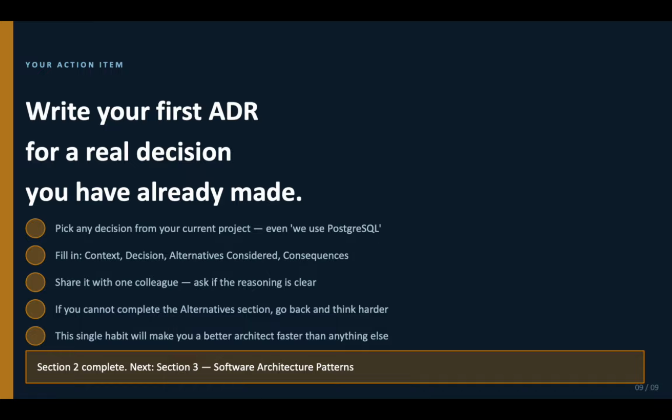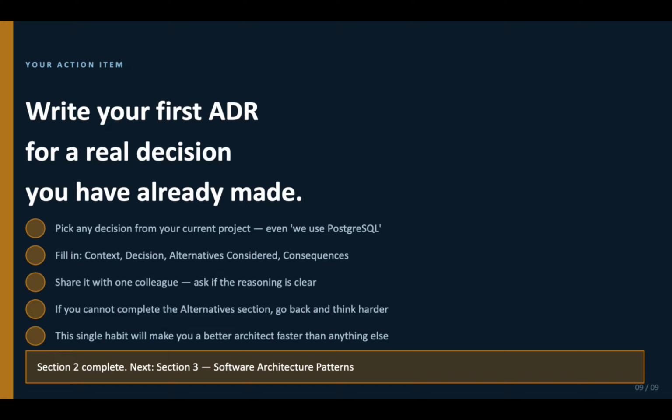Start this habit today. Write one ADR this week and then another next week. Within 3 months, this will be automatic. And in 5 years, you will have a library of documented decisions that will make you one of the most valuable architects your team has ever worked with.